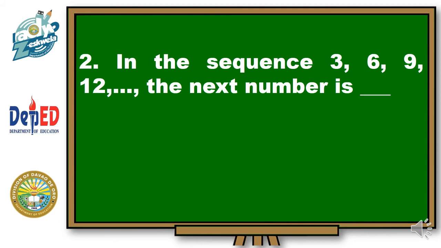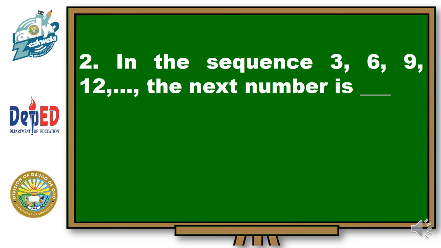In the sequence 3, 6, 9, 12, the next number is blank. Again, in the sequence 3, 6, 9, 12, the next number is blank.